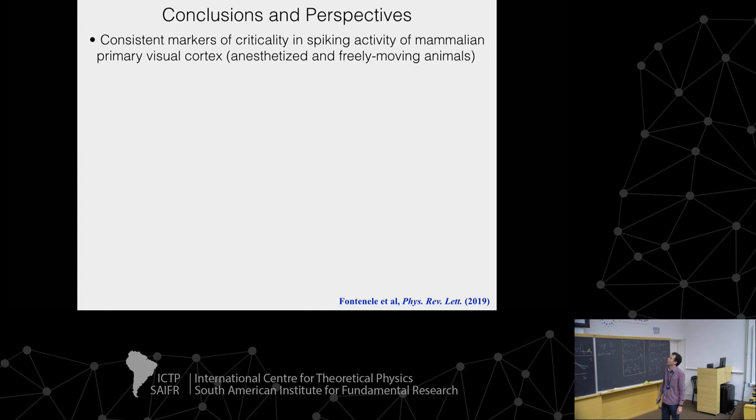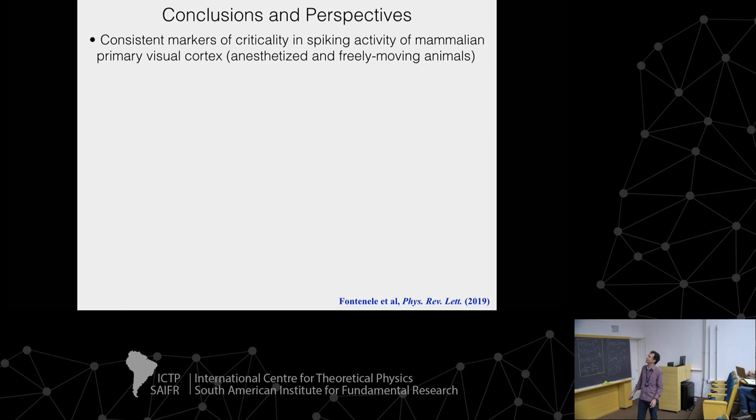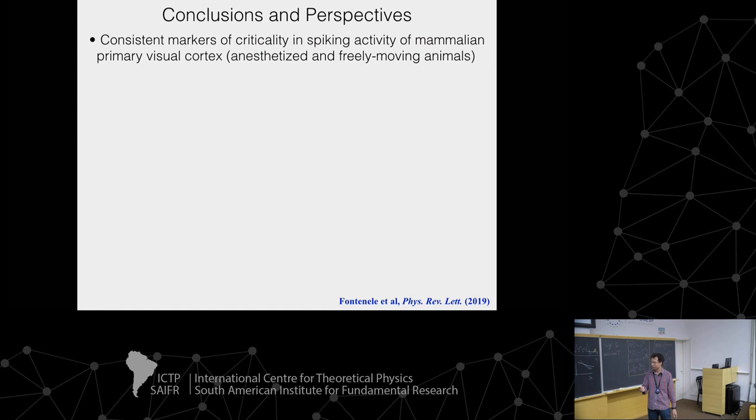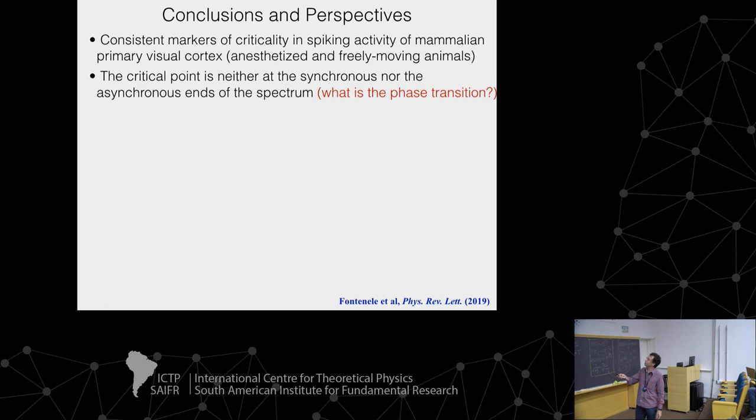We have presented what we believe to be consistent markers of criticality in spiking activity of mammalian primary visual cortex, in anesthetized and freely behaving moving animals, not only rodents, mice, but also one monkey, at least, very short. The critical point is neither at the synchronous nor the asynchronous ends of the spectrum. And notice how somehow magically I managed not to tell you what the phase transition is exactly. What are the two phases? The reason I didn't tell you is because I don't know.